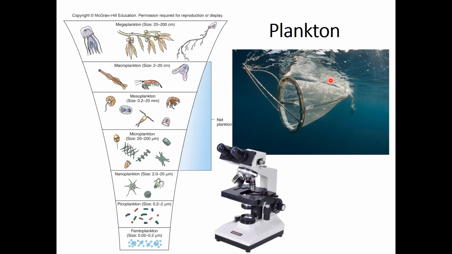So here's a nice underwater shot of a plankton net being towed from a boat. The microplankton, mesoplankton, and macroplankton are large enough that they're going to be captured in the net. They're not going to go through these tiny pores. So a larger microplankton, you might be able to see. Mesoplankton and macroplankton, you're able to see without a microscope. And then we have the megaplankton. So these are jellyfishes and seaweed species that are larger, but they're still not able to swim, so they're considered plankton.